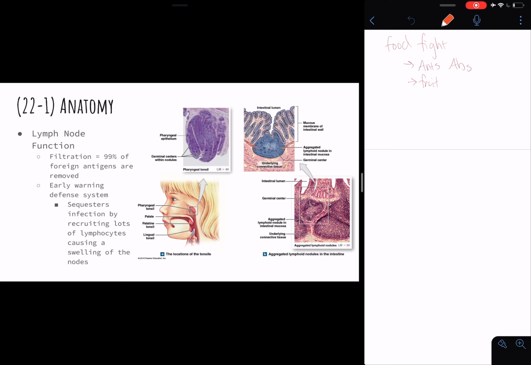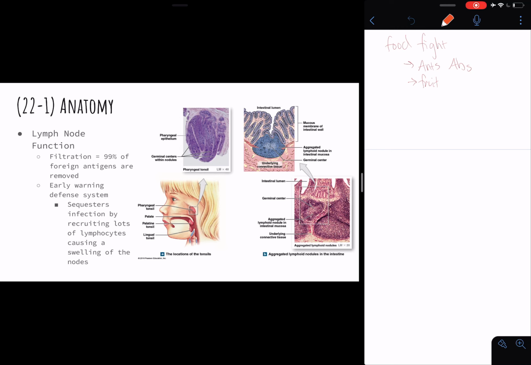Okay, continuing on with the lymph nodes. The lymph nodes, their primary purpose is to filter. So we'll have a lymph node that will receive lymph from a couple different areas all at once, and then that lymph node will use its filtration power to clean out any pathogens or bacteria it may find, and then allow the rest of the lymph to pass through and continue on its journey.